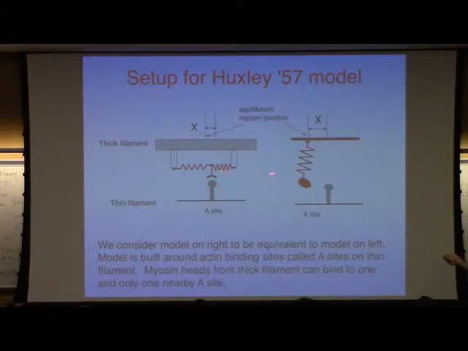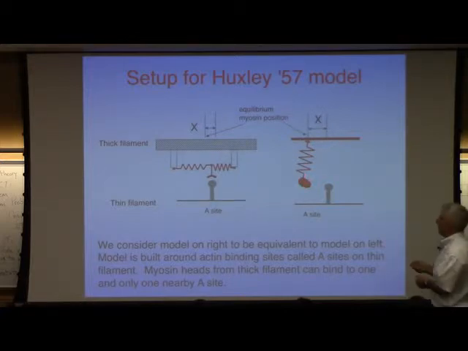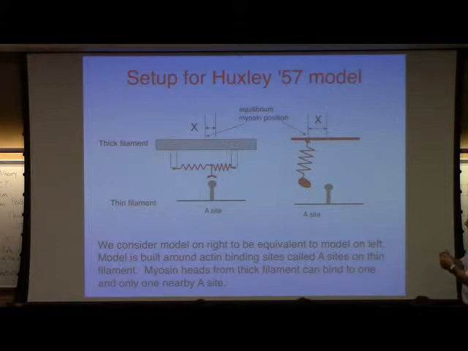Force is always going to be considered parallel to the thick and thin filaments, so it's really only forces in this direction. For all the diagrams that I'm going to draw, it's going to look like this, where this is our cross bridge, our myosin. This is an A site on actin, and there's going to be some distance between the equilibrium position of the myosin and the position of the A site. We're only going to consider forces in this direction, although you guys are smart and you realize that if you did attach, you would have a force pulling the filaments together. We're not going to consider that.